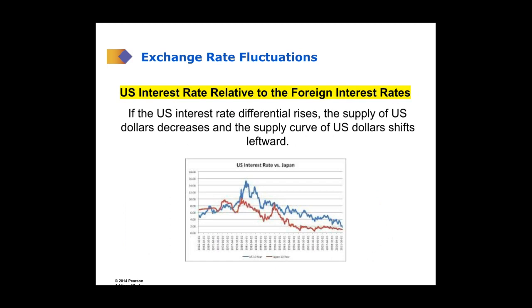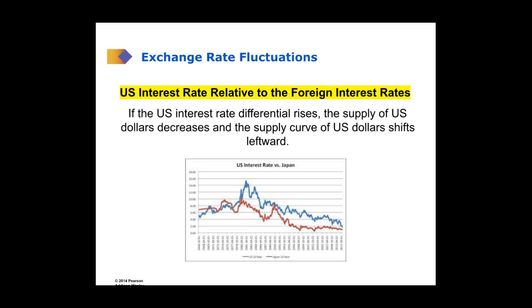The same is true with interest rates. If interest rates are increasing somewhere else and decreasing here, then the supply of U.S. currency is going to be greater. People are going to want to take advantage of increased interest rates outside the United States. They're going to supply U.S. dollars to get the currency where the interest rates are higher.